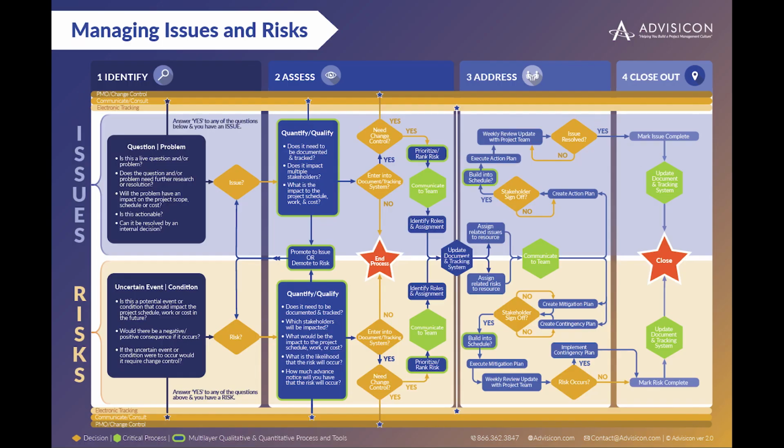So I actually want to bring up something that's kind of useful on our side. We have a flow chart here that talks about that, so I'll just touch upon this really quickly. This is a flow chart that we have here at Advisicon, and it lists a process flow for the difference between managing an issue and managing a risk. In the identify section, the question would be: is this an issue or is this a risk? Basically, is it a live problem? And if you look at the risk, is this a potential event or condition that could impact the project, schedule, work, or cost in the future? So there's a series of questions you can ask here, and you can follow this through and see what the procedure would be for managing the risk or managing the issue.